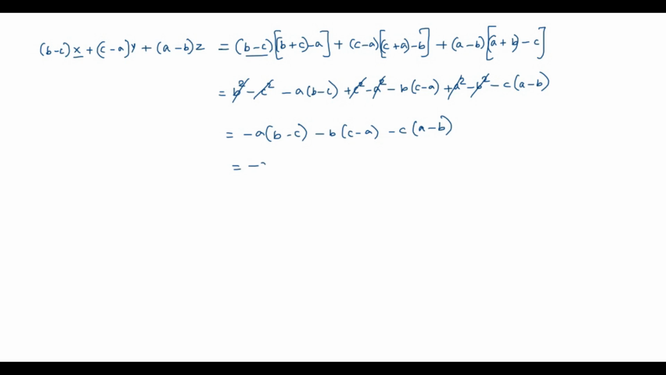When I do so, I'll be getting minus ab plus ac, minus bc plus ab, minus ac here. When I multiply this minus c and a minus b, minus c times minus b will be plus bc. So this minus ab plus ab can be cancelled out, plus ac minus ac can be cancelled out, minus bc plus bc can be cancelled. So finally we get 0. So the value of the given expression (b minus c) times x plus (c minus a) times y plus (a minus b) times z is 0.